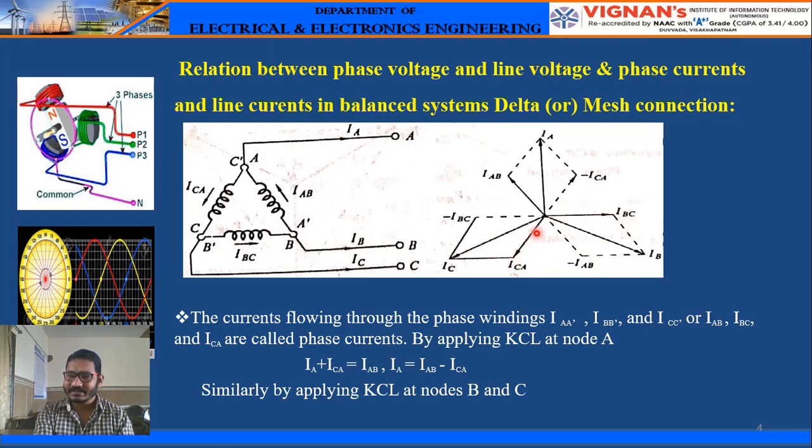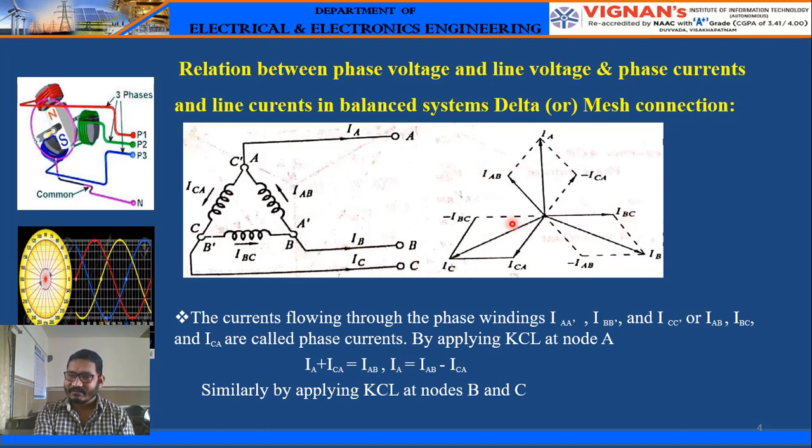Minus ICA means opposite to this. Now the phasor summation of IAB plus minus ICA, you will get the IA value. So this is the line current IA, and this is the phase current IAB.